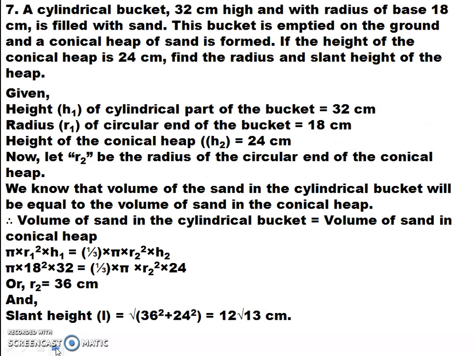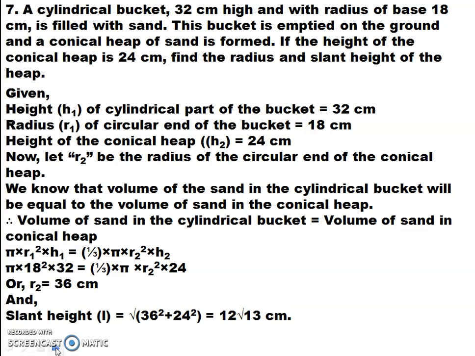A cylindrical bucket 32 cm high and with radius of base 18 cm is filled with sand. This bucket is emptied on the ground and a conical heap of sand is formed. If the height of the conical heap is 24 cm, find the radius and slant height of the heap.